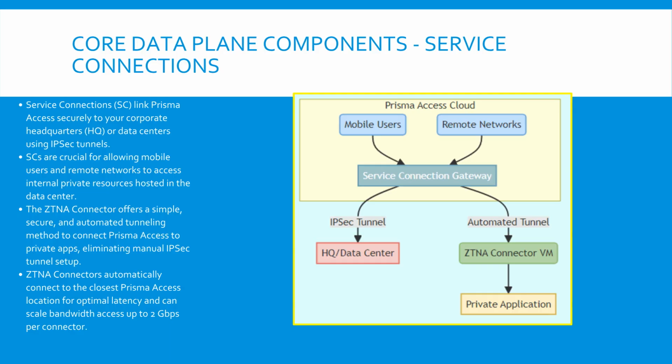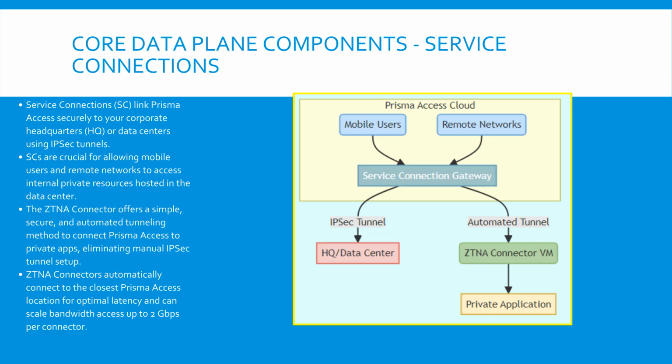This functionality ensures that private IP addresses of applications are not exposed, enhancing security, and access is explicitly allowed based on policy rules. What did we learn? Service connections provide secured access to internal HQ/data center resources, while ZTNA connectors automate secure private app access.